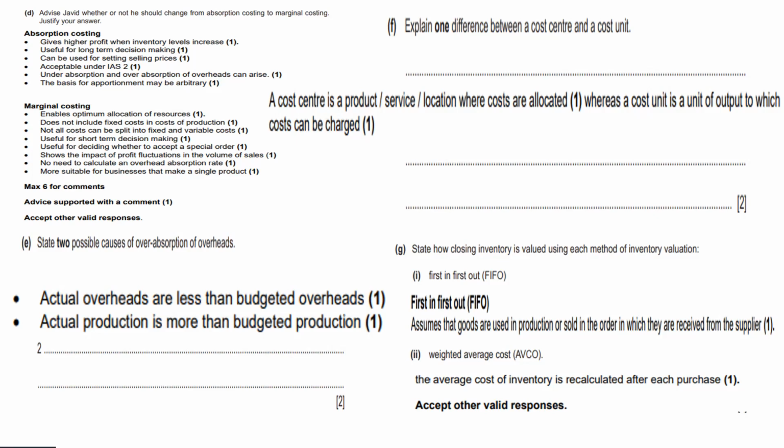One difference between a cost center and a cost unit. So a cost center is where the costs are allocated. What do you mean by that? It's a place where the expenses are incurred. How many types of cost center do you have? Two, service and production. And what is a cost unit? Cost unit is the place where the cost is charged, like per unit. A cost unit is the product that you're actually making, to which you will allocate and apportion the cost.